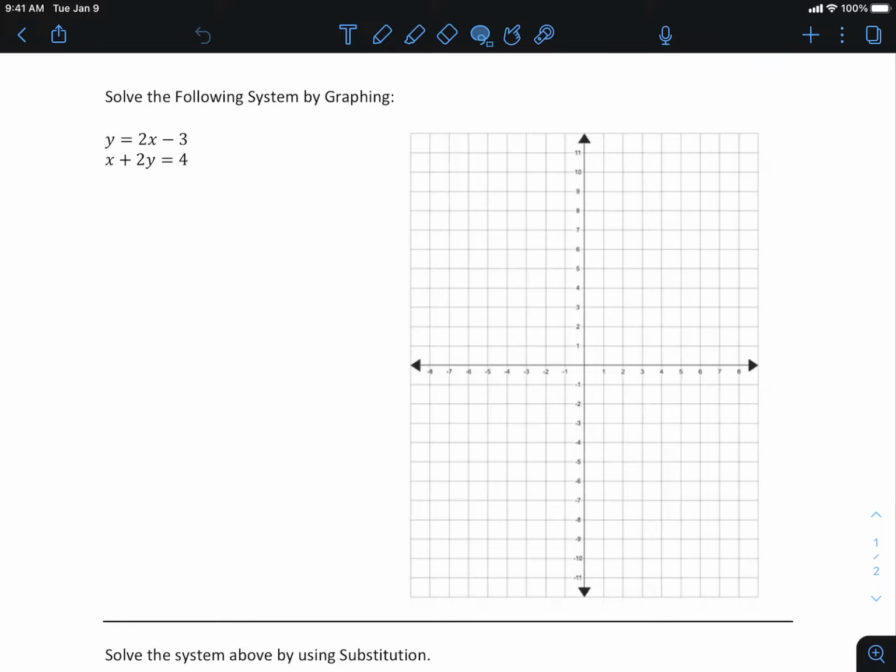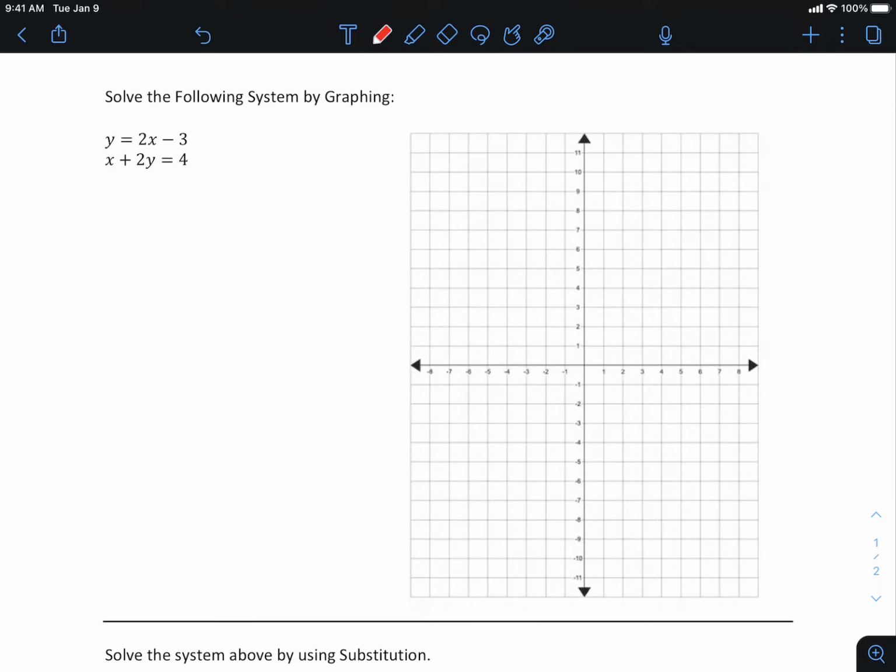That I just want to highlight too. We looked at stuff like this yesterday, and it's like we're solving a system by graphing, okay? A system of linear equations, right? These are both lines, right? And we're going to solve them by graphing, okay?